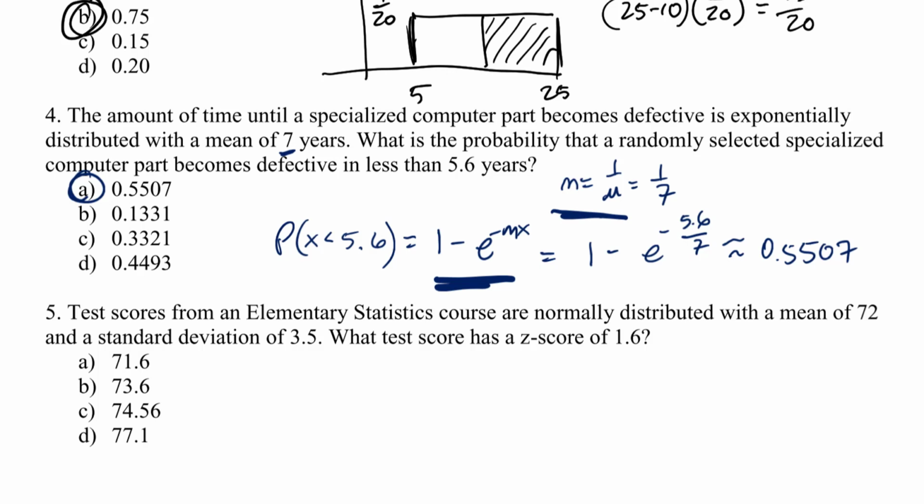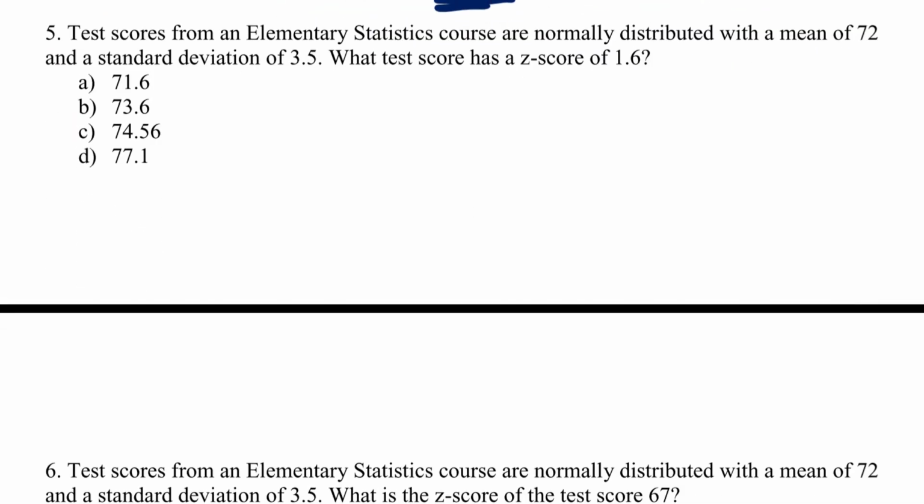Alright, so let's get into the normal curve, which is what most of our test is about. And now I'm looking at 5. The test scores from an elementary stats course are normally distributed with a mean of 72, standard deviation of 3.5. What test score has Z-score 1.6? So what we have to remember is the relationship between a value is always going to be the mean plus the Z-score times sigma, because Z-score stands for what? Number of standard deviations. Okay, so we always relate x to being that.